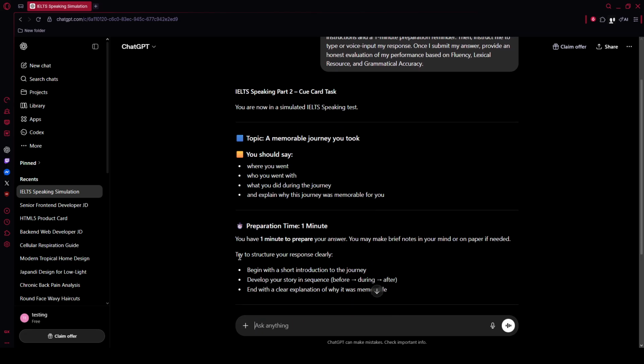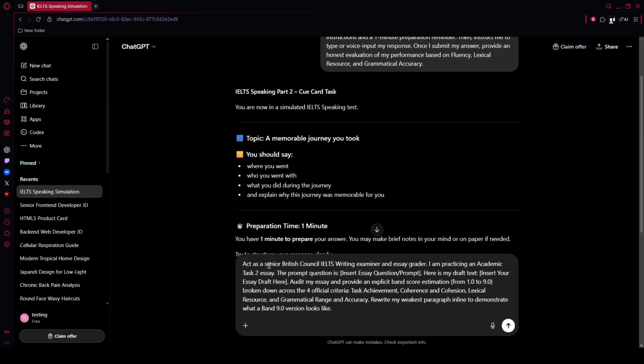For writing Task 2, get an objective audit instead of guessing. Use this prompt. Act as a senior British Council IELTS writing examiner and essay grader. I am practicing an academic Task 2 essay. The prompt question is, [insert essay question prompt]. Here is my draft text. [Insert your essay draft here].